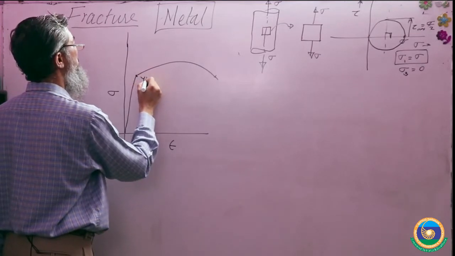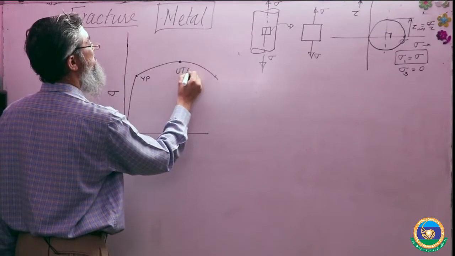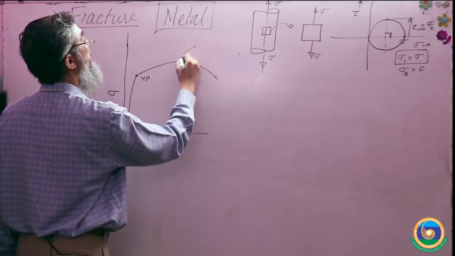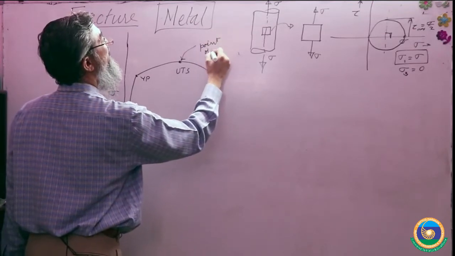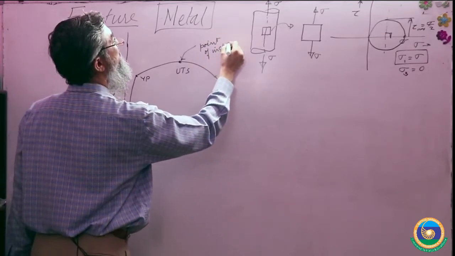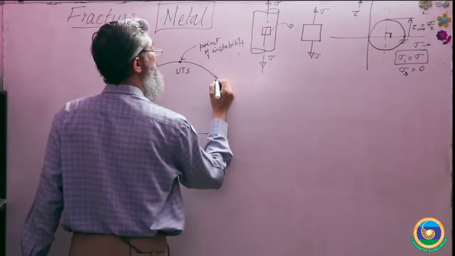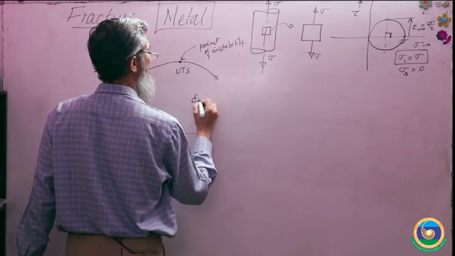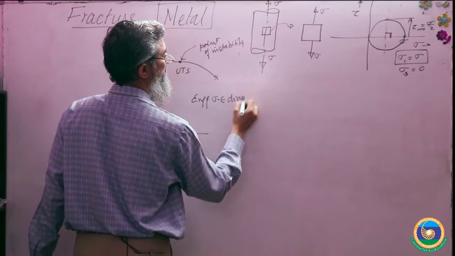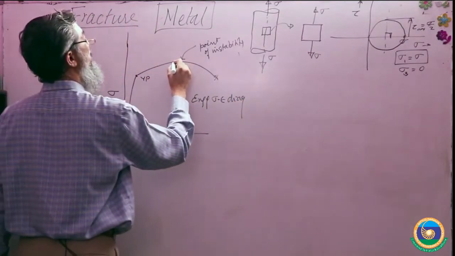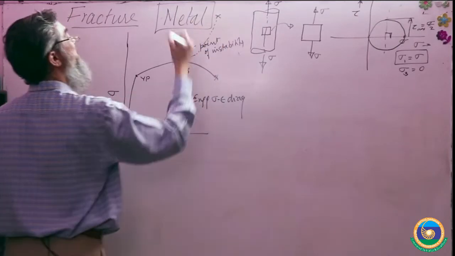This is the yield point. This is the ultimate tensile strength. It is actually the point of instability, right? And at this it fractures. This is the engineering stress strain diagram. Actually, when you take the true stress strain diagram, it looks something like this, right?